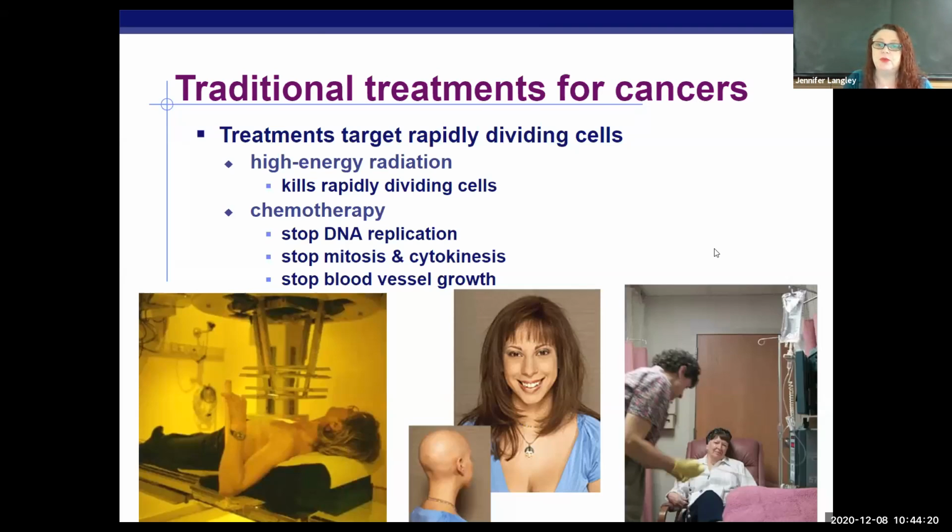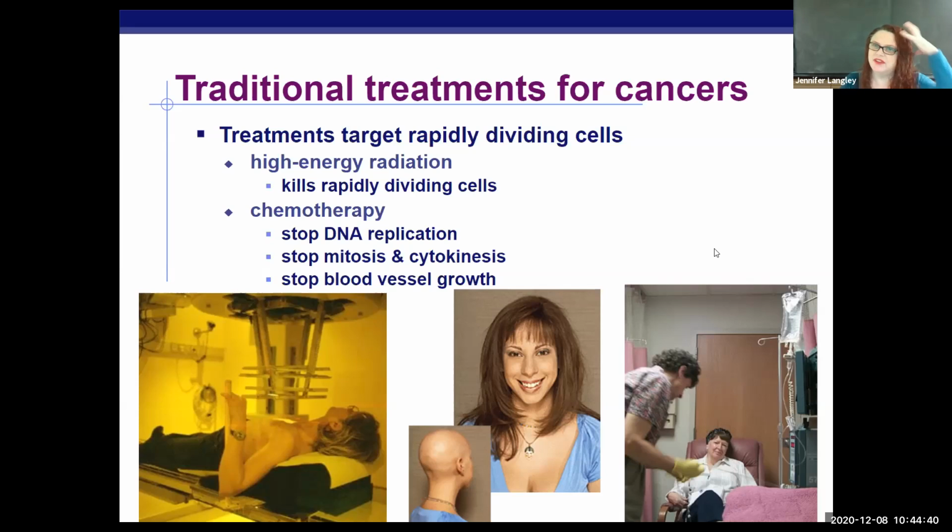One of the reasons for the rapid hair loss, one of the things you guys have seen is that people who have cancer lose their hair. It's from chemotherapy, and not all chemotherapies, but a lot of them, because they stop mitosis, they stop blood vessel growth, they stop DNA replication.